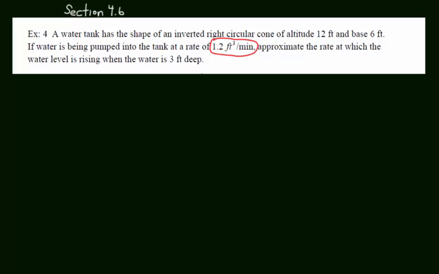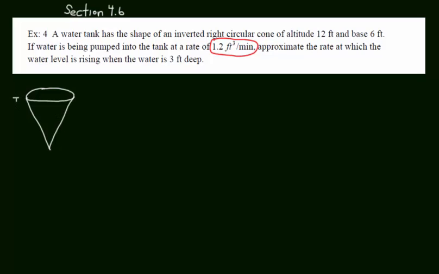So follow along. A water tank has the shape of an inverted right circular cone of altitude 12 feet and base 6 feet. Water is being pumped into the tank at a rate of 1.2 feet cubed per minute. Approximate the rate at which the water level is rising when the water is 3 feet deep. To start the problem, let's get a picture of what this tank looks like. So here's the inverted right circular cone, like this. Okay, so that's the water tank itself.